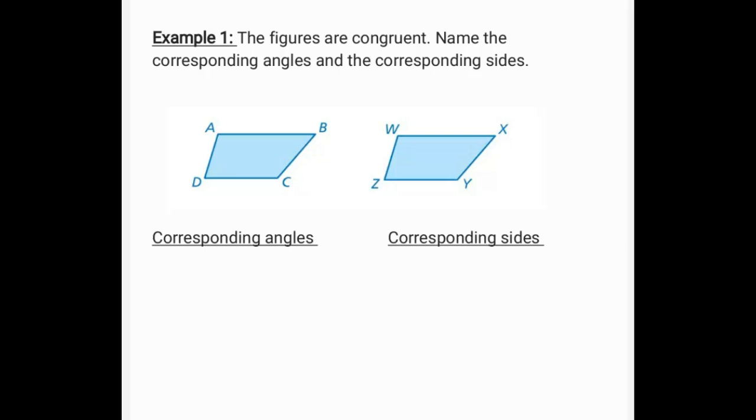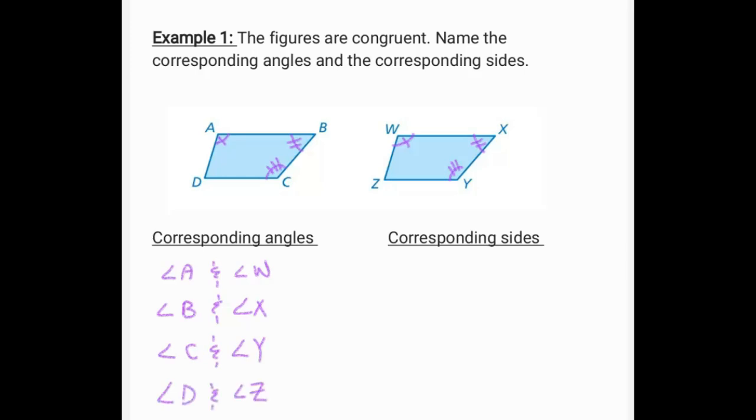So let's look at our first figure of ABCD and compare it to the figure WXYZ. See that angle A, which is this part right here, corresponds with which angle? Angle W. We also have angle B that corresponds to which angle? Angle X. And we have angle C that corresponds to which angle? Angle Y. And finally, we could see that angle D corresponds to angle Z.